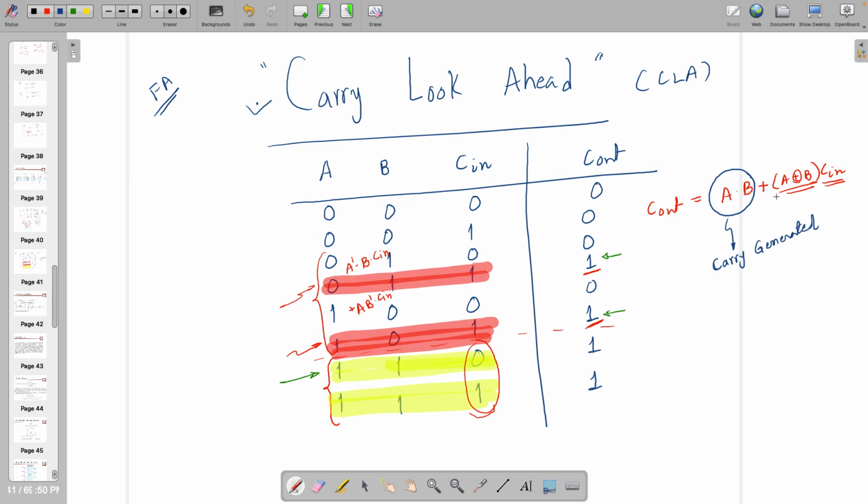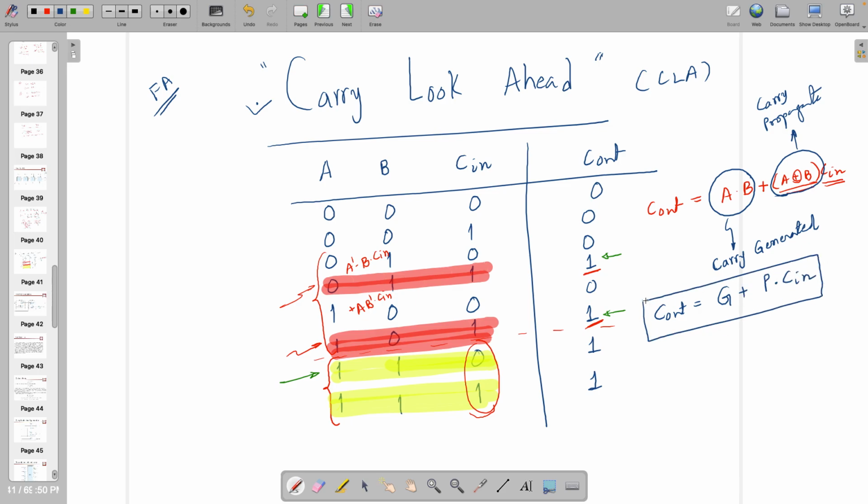And whenever A or B is coming, name it as carry propagate. Okay. So you can write down Cout is equal to G plus P times Cin. So it's a new equation where there are no inputs right now. Just G, P and Cin.